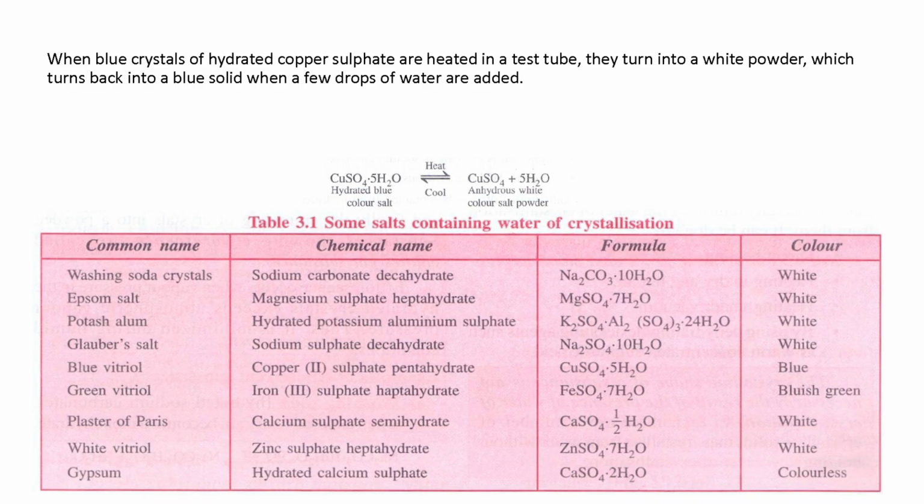So it has the name sodium carbonate decahydrate and its color is white. Epsom salt, magnesium sulfate heptahydrate, there are 7 molecules of water. Then potash alum, hydrated potassium aluminium sulfate. So there is the list of salts containing water of crystallization.